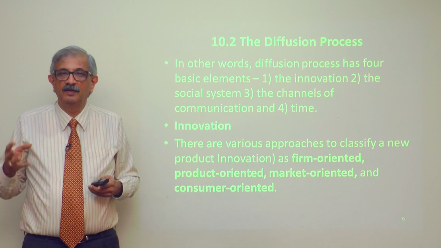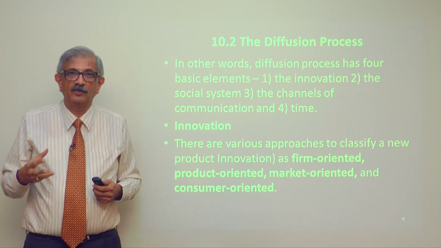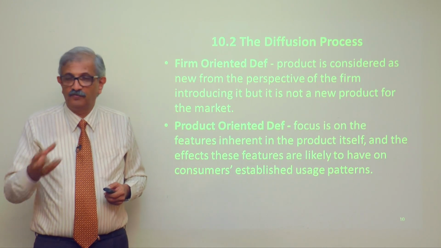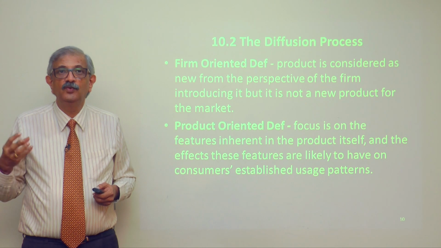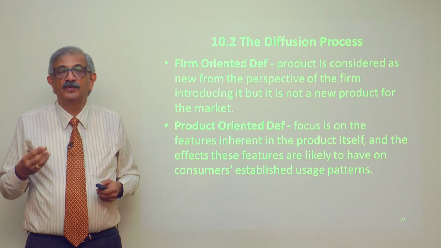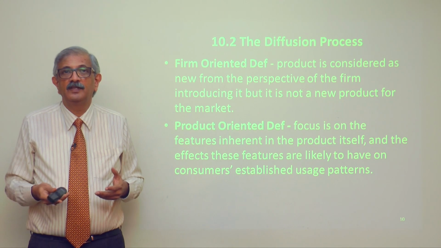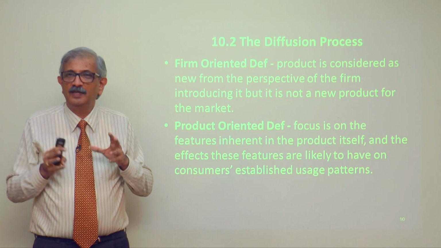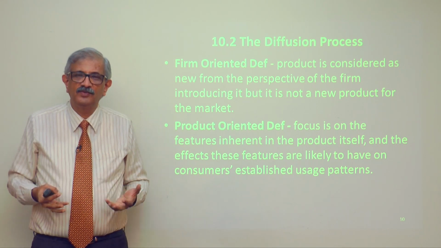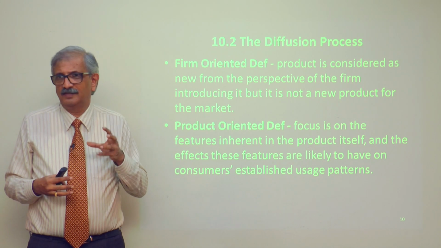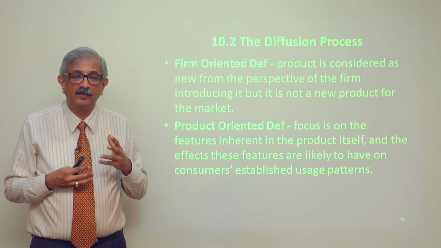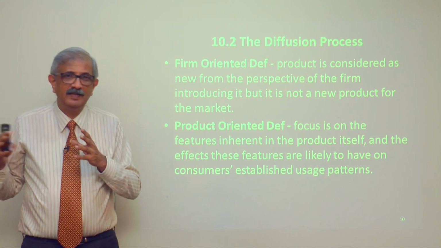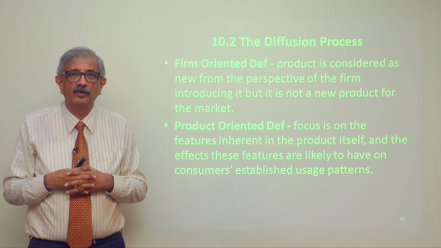There are four different types of innovation that one talks about: form-oriented, product-oriented, market-oriented, and consumer-oriented. Form-oriented is a product which is considered a new form for the firm. It is a form-oriented innovation, but it is not a new product for the market. It's not new to the market; however, for that firm, it's new. Sony, as I earlier gave you an example, when it introduced the DSLR, brought in a new Carl Zeiss lens, which was their proprietary innovation. There were DSLRs like Nikon and Canon existing at that point of time.